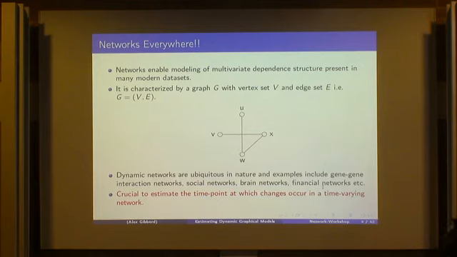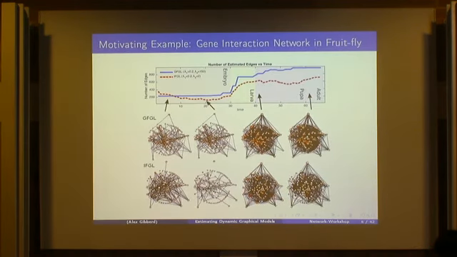Now, dynamic networks are more common nowadays, or maybe current technology has enabled us to collect data where the networks are changing over time. There are lots of examples in social networks, biological networks, neuroscience, and even in finance. One of the crucial things in dynamic networks is to understand where the structural changes occur as the networks move over time, and to estimate the time points at which those changes occur. I will come back to this motivating example in the real application as well.